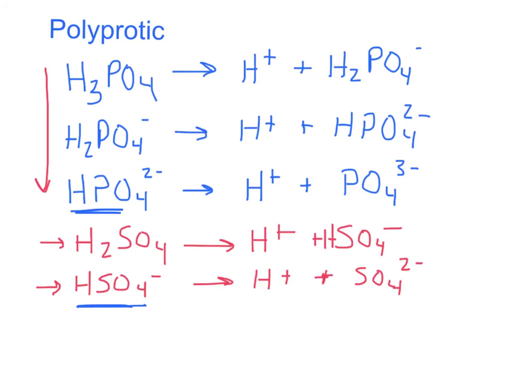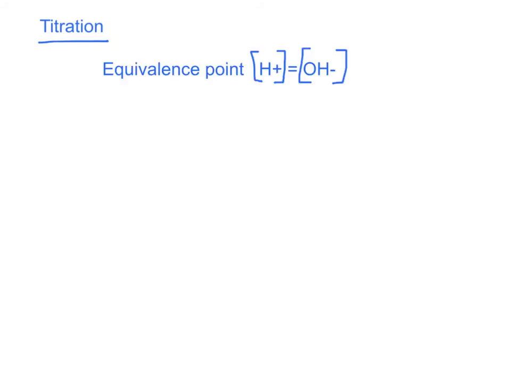Okay, so we've done several titrations, so you should be very familiar with titrations. You need to know that the equivalence point is where the hydrogen ion concentration is equal to the hydroxide ion concentration. That's where we got the inflection point of the graphs.